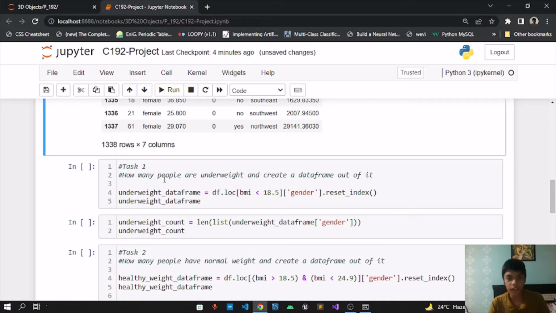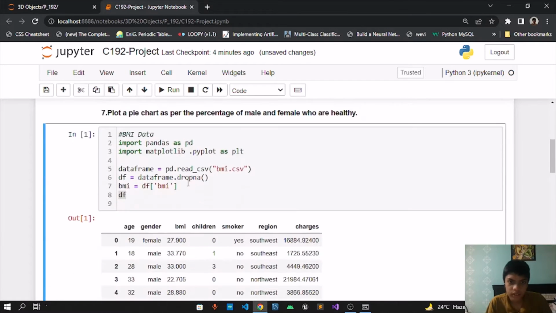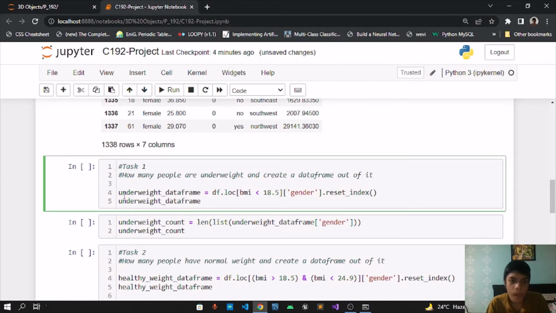How many people are underweight in this data frame, and we are going to locate it in this data frame, and we are going to get the gender of the person who is underweight, because that was our task. And now underweight data frame is equal to df.loc. So loc is like locate, and it will locate where the BMI is less than 18.5, and the next bracket gives us the gender. So it will give us the gender of that person who is underweight, and we are going to reset the index, and we are going to print the underweight data frame.